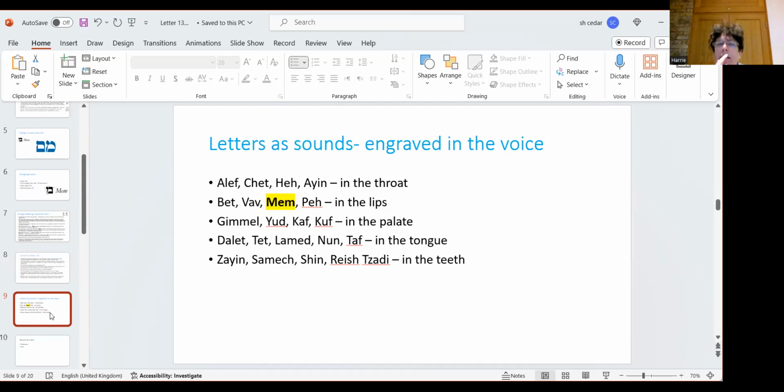Mem, the sound: all letters are allocated parts of the speaking apparatus, and this is in the lips because it vibrates like that, as if you're playing some sort of musical instrument.